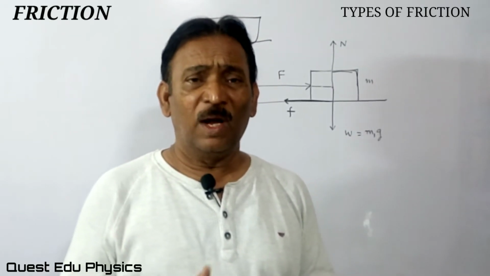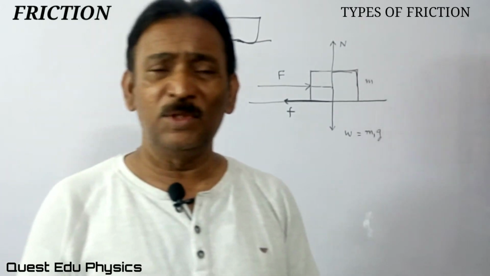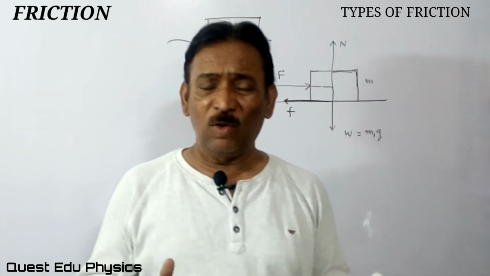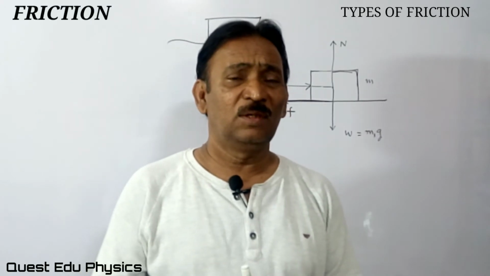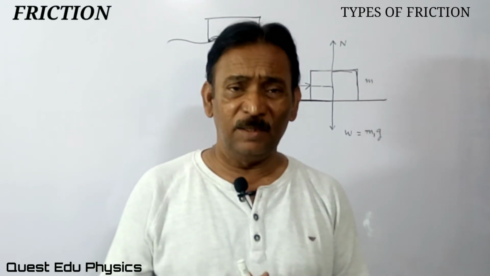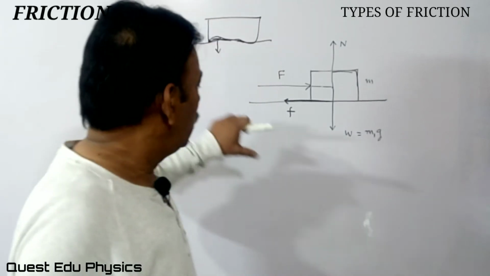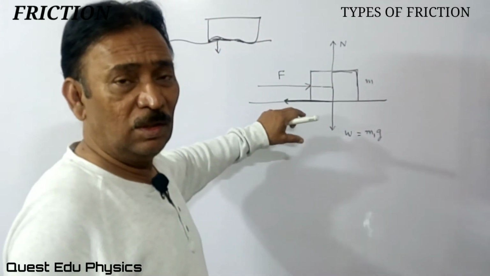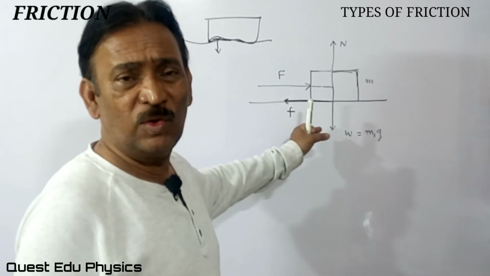Here you know that all substances are made of atoms, and they have electrons in the outermost orbits. We call them free electrons. They can be removed very easily. When we push a body over the surface of another body, what happens? The electrons can drift from one place to another.